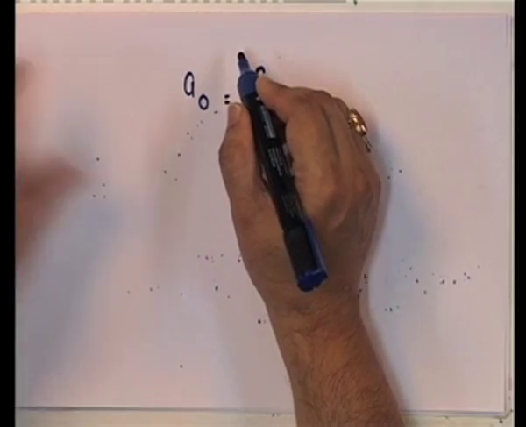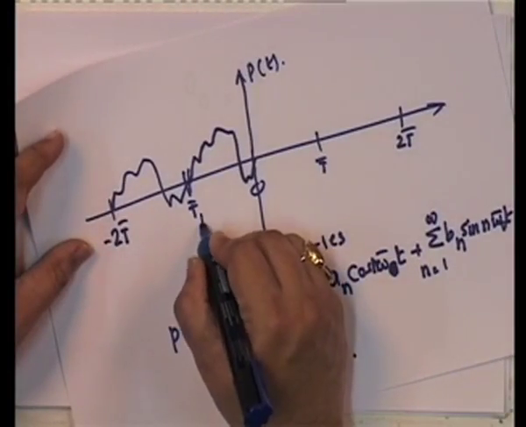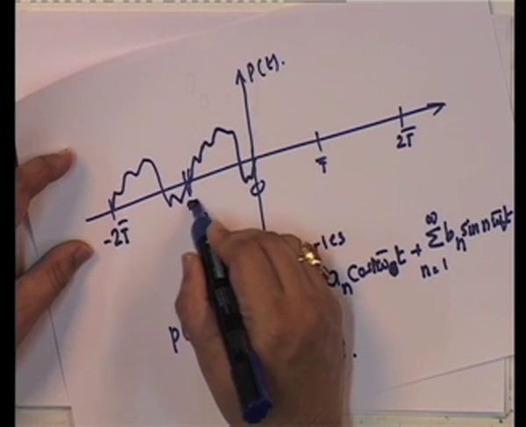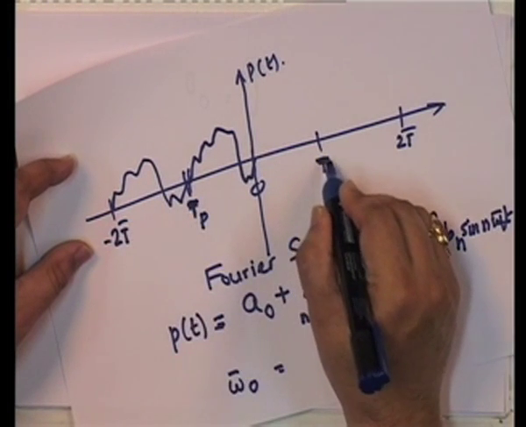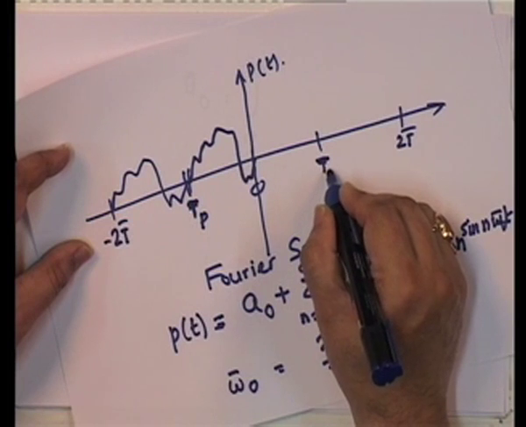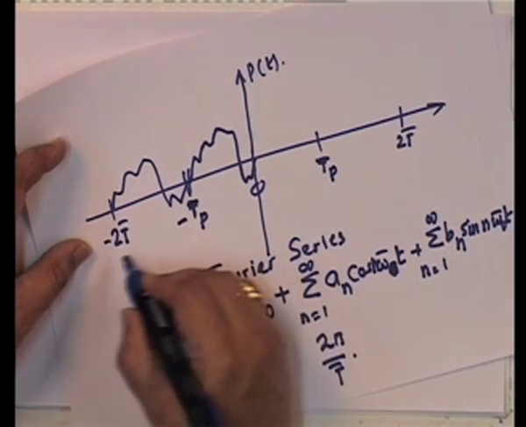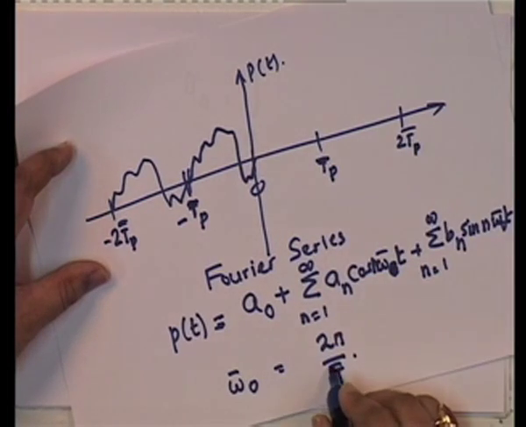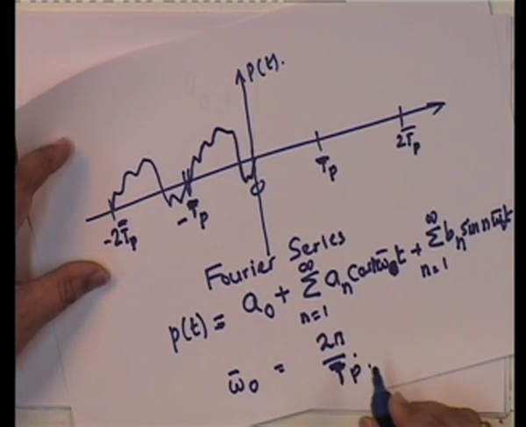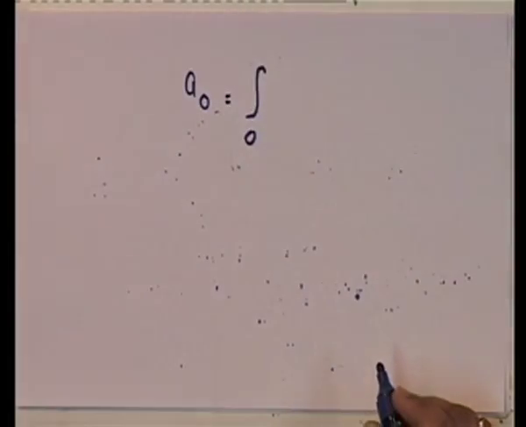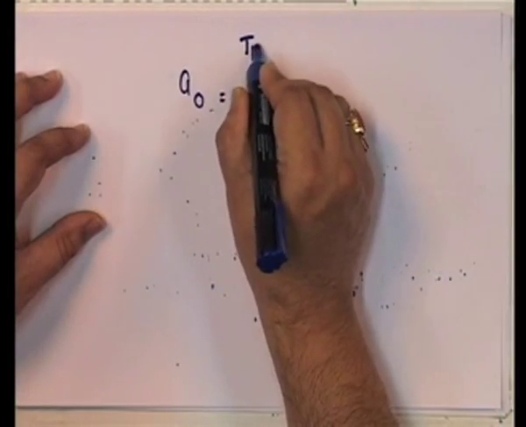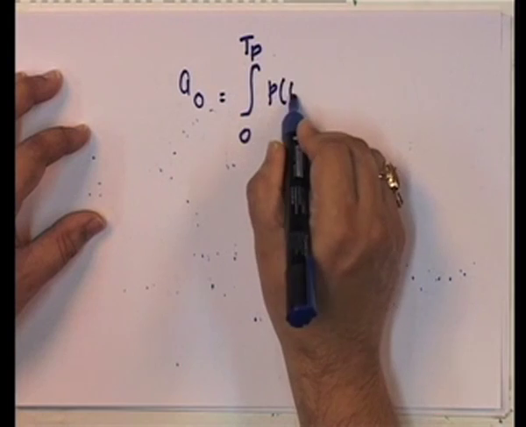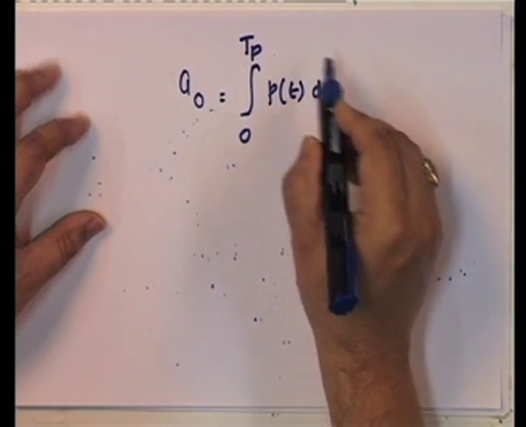I will call it periodic loading. So instead of calling it T, I will call it TP, just to keep the notation. So this becomes 0 to TP, P of t dt.